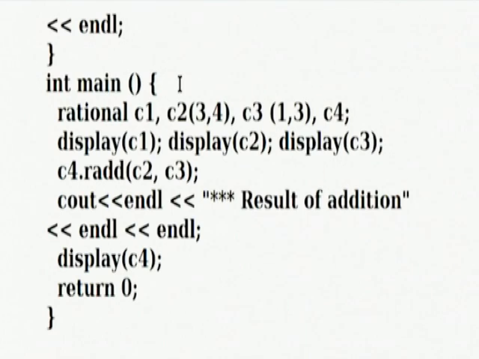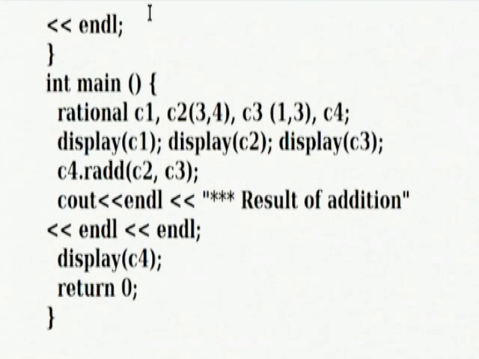This is the main program. This main program assumes that there is a class of rational numbers defined somewhere, and it attempts to use that class and its behavior. In this class, I am saying rational C1. What does it mean? That an object C1 of the rational type should be created. Then I am defining another object C2, but in brackets I have said 3, 4. What should it mean? Generally, you can guess. I am defining another object of rational whose value is 3/4. Third object, 1/3.